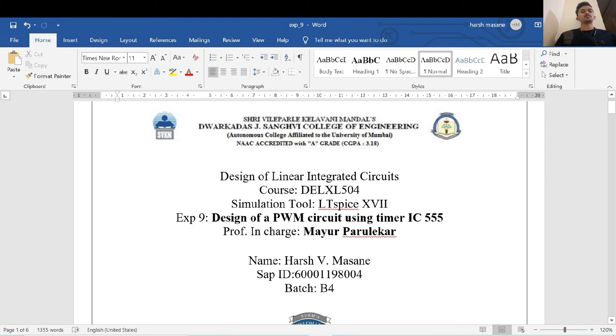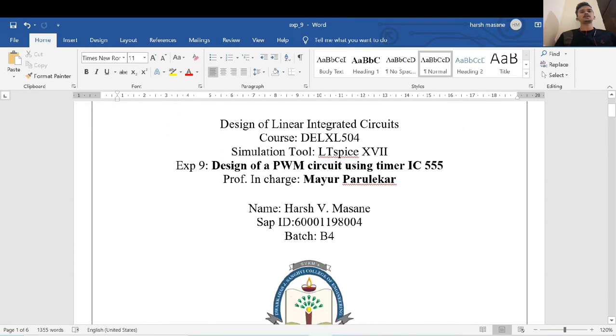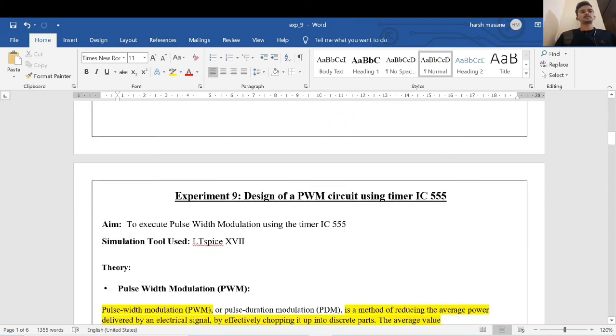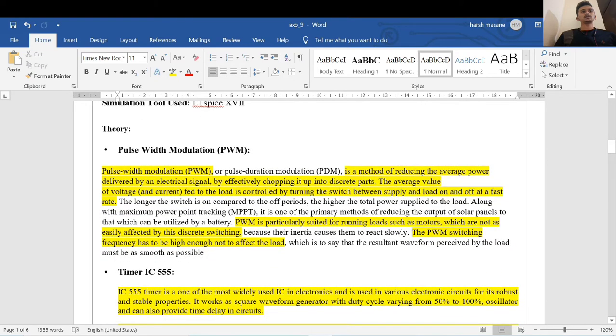600011980004. Today I am going to present my 9th DLIC practical, that is design of a PWM circuit using timer IC 555. So let's see what is PWM. So PWM is nothing but pulse width modulation.